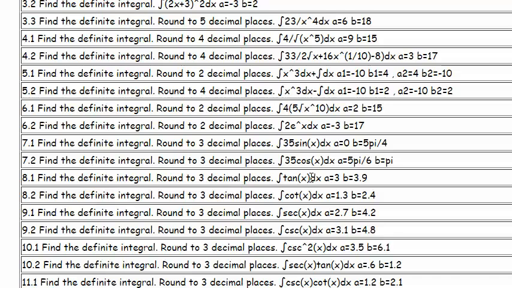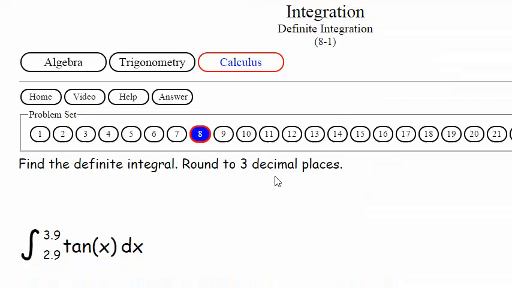Ooh, we're going to have to know what the tan of dx is here. Find the definite integral, round to 3 decimal places. So let's get that written down quickly. Thinking this has got something to do with a natural log, maybe? I can't remember. Something to do with the natural log, maybe, I don't know yet. It'll all come to me here in just a minute.